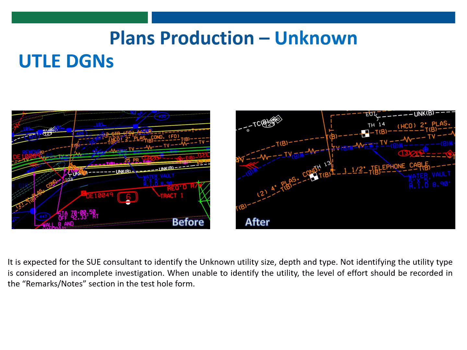In this example, the test hole was requested on the unknown line below the highlighted 25-pair telephone in the before picture. And in the after picture, you can see that the line was updated. In the investigation, the consultant realized that the unknown was actually the 25 pair, and the UTLE was updated accordingly.